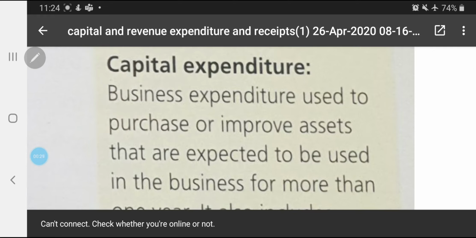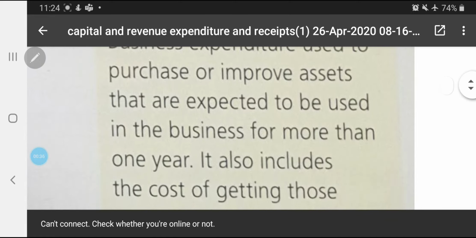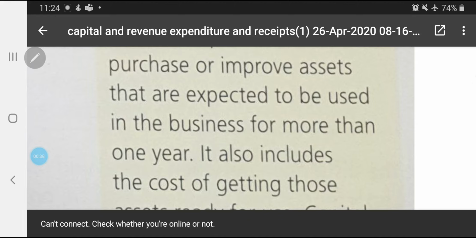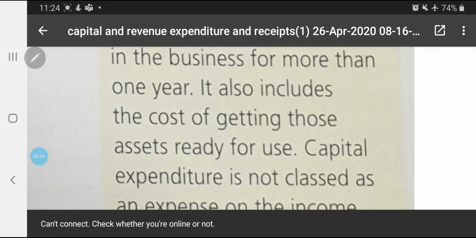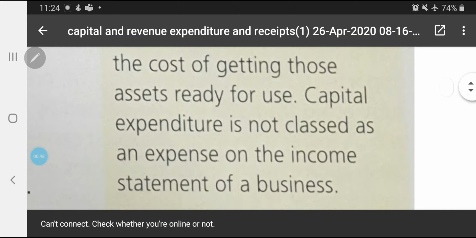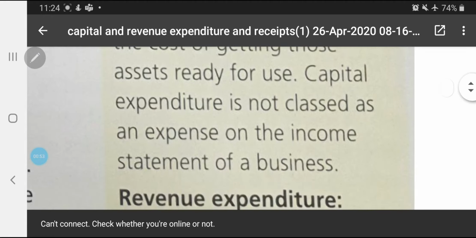Capital expenditure is the business expenditure used to purchase or improve assets that are expected to be used in the business for more than 1 year. It also includes the cost of getting those assets ready for use. Capital expenditure is not classed as an expense on the income statement of a business.